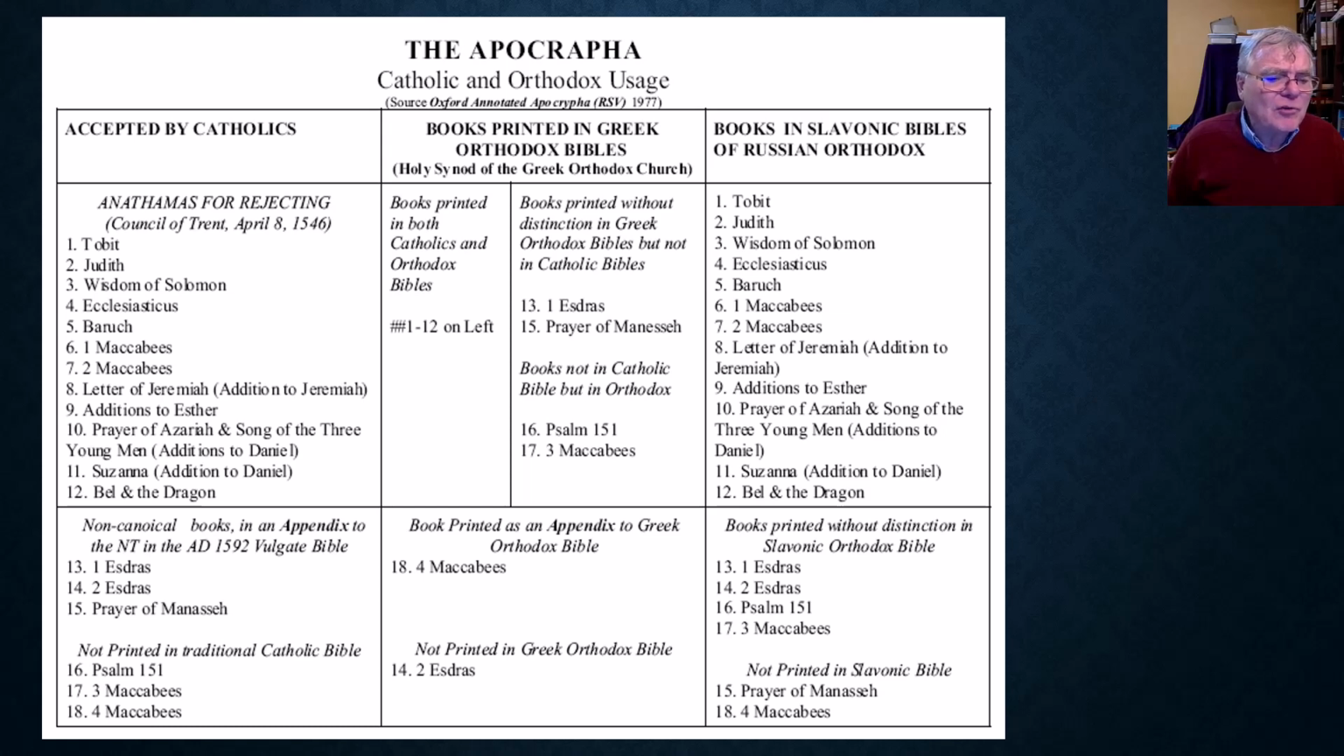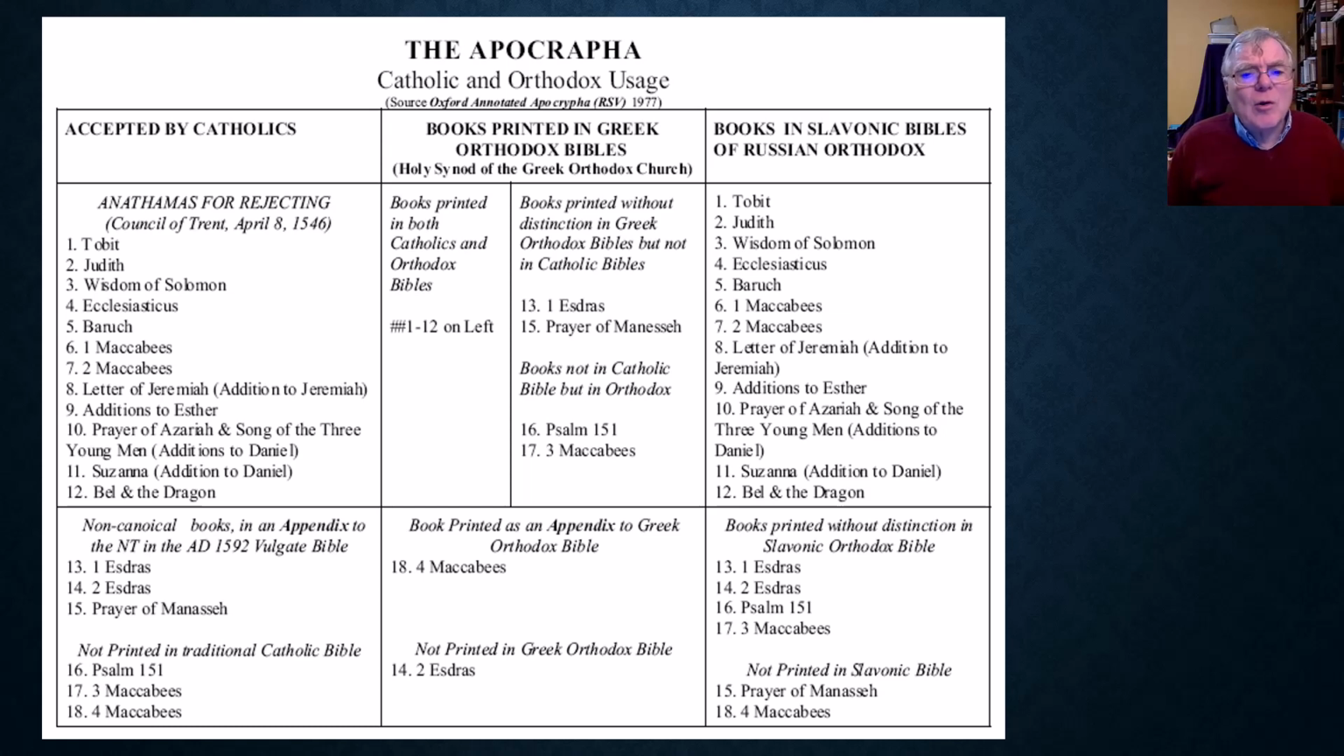they do print 1st Ezra's, 2nd Ezra's, and the Prayer of Manasseh in an appendix to the New Testament in the 1592 Vulgate Bible. So that suggests they accept those books as well. But they don't print other books of the Apocrypha, Psalm 151 in certain manuscripts of the Septuagint. There's an extra Psalm 151. They don't print that. They don't print 3rd Maccabees. They don't print 4th Maccabees.